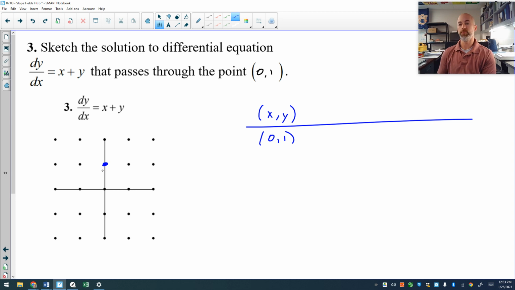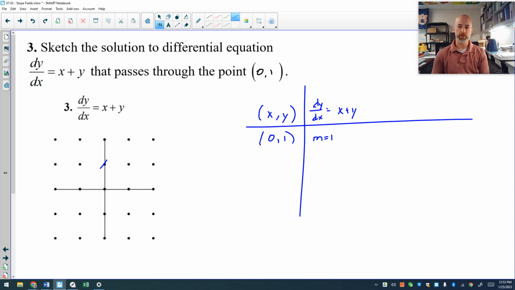I will tell you when I'm ready. It will be better for you to start copying what I do then. But at this point, I know my function is going through that point. And since I know the derivative, since I know the differential equation, I also know the slope of the function. So the slope of the function is found by adding the x and the y coordinates. And if I add 0 and 1, I get a slope of 1. So what I know is that as my function passes through this ordered pair 0, 1, I will have a slope of 1. And so I'm just going to draw a tiny little piece with a slope of 1.